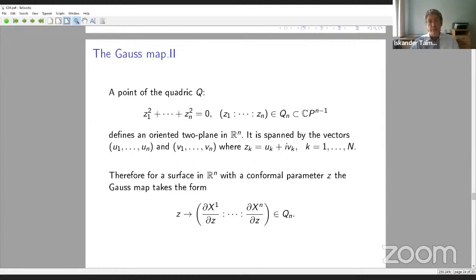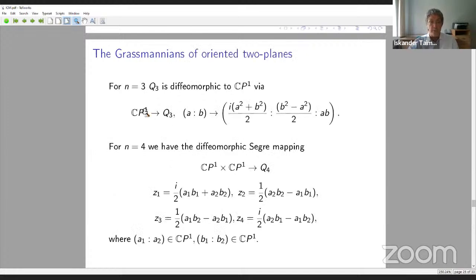We know that the Gauss map for surfaces in R^3 takes values in the two-sphere, the unit two-sphere. And that's actually the case. For n equals 3, Q_1 is diffeomorphic to CP^1. There, this mapping.